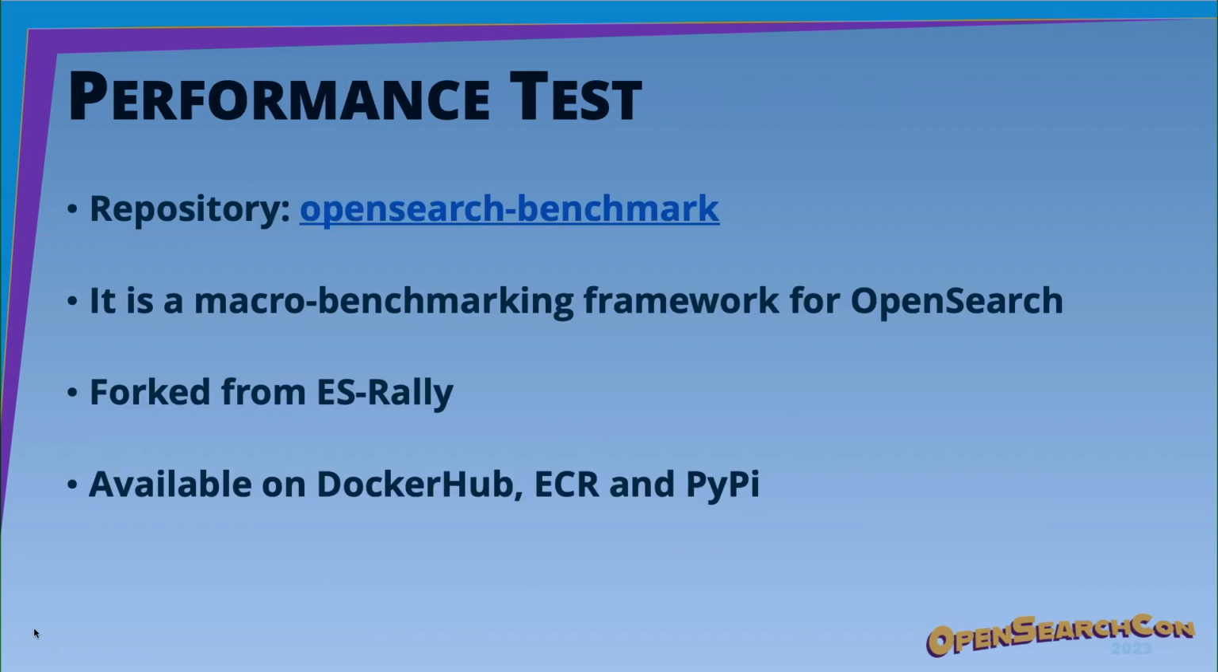Now let's go to the performance test. The reason we put it by itself is that everybody cares about performance. We want to know if there are any latency regressions or, let's say, throughput regressions on our queries. So we have the OpenSearch Benchmark tool, which is basically a macro benchmarking framework for OpenSearch. We forked it from ESRally, and currently it's available on Docker Hub, ECR, or PyPI to grab. The flow is very simple.